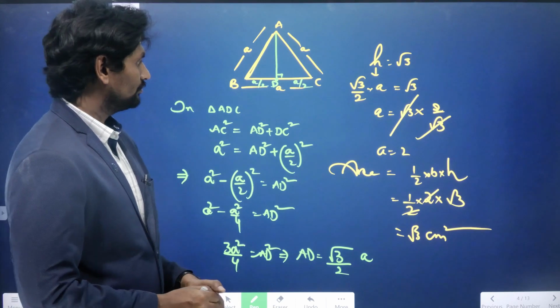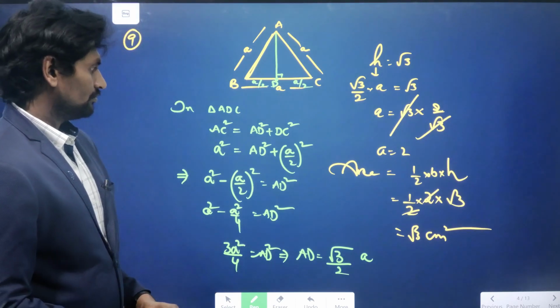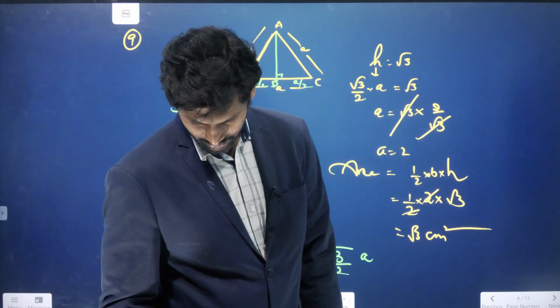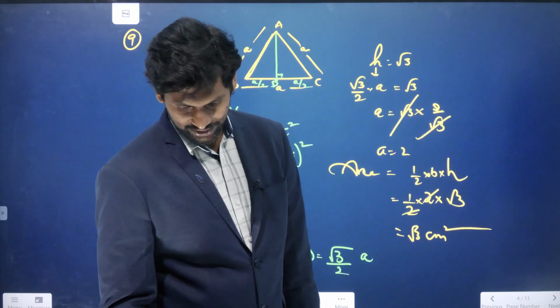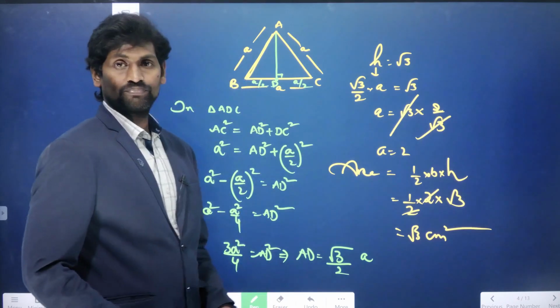Root 3 centimeter square. So let us see the options. Yeah, option 1. So let us move on to question number 10.